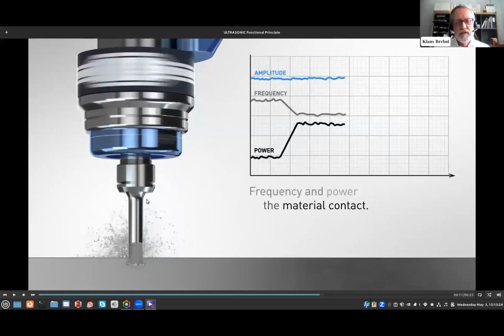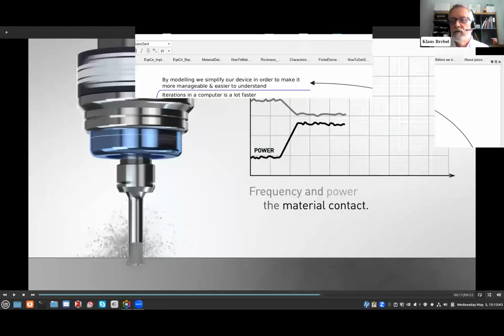And the whole idea is that you have this vibration here, so you can use it when you are milling brittle materials like technical ceramics or optical glass or whatever. Now I have to figure out how to get out of this.